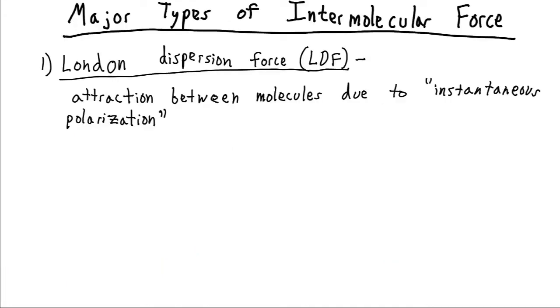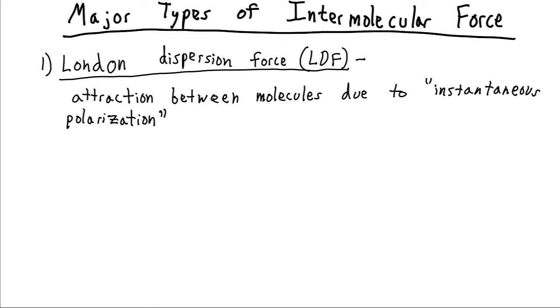We're going to categorize these intermolecular forces as four major types. The first type we'll consider is London dispersion force. This was theorized by Fritz London in 1931, and this is the attraction between molecules due to what's called their instantaneous polarization.